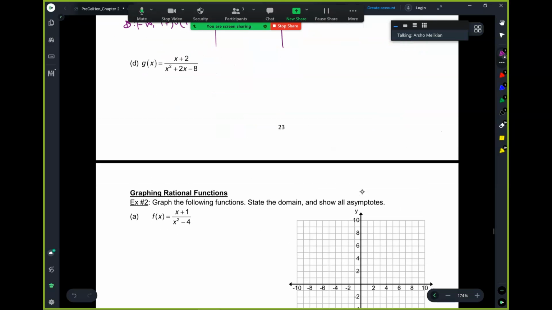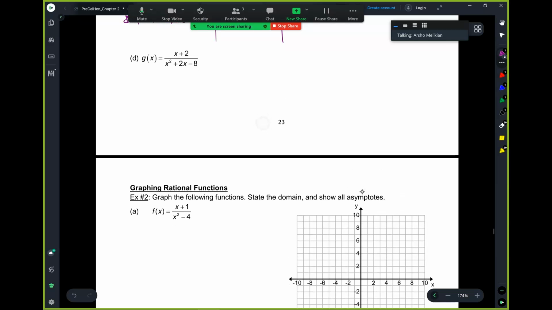All right, so let's move on. So this one, let's factor it. This is one that we can factor finally. It makes things a little bit easier. So the domain is negative infinity to negative 4, negative 4 to 2, 2 to infinity. Okay, vertical asymptotes. Do both of these give us vertical asymptotes or just one of them? Both. So x is negative 4, x is positive 2.